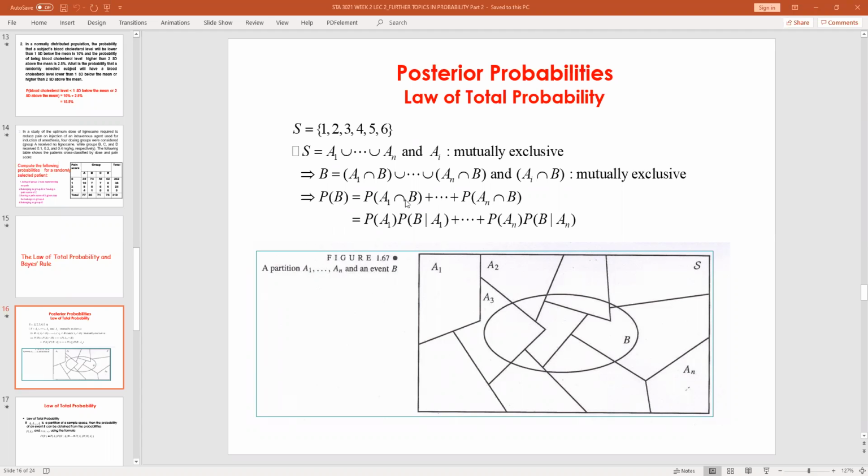Now, if I want to come to this side, I want to visit each joint. Take a look at this joint right now. This is the probability of A1 intersect B. What is the probability that somebody in the A1 class actually watches the Vikings? That's what I'm talking about right here.